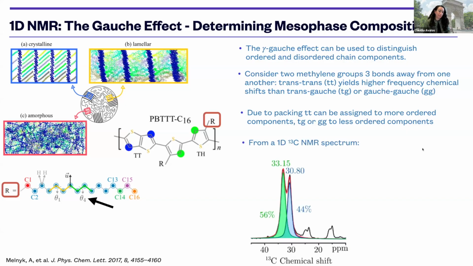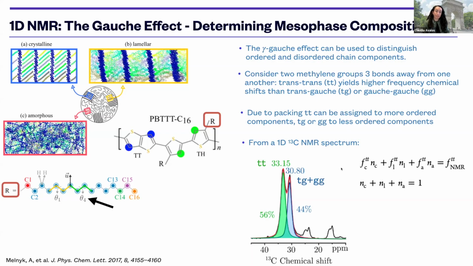So just using this description, I would say to take this gauche effect with caution, because it's not necessarily always true that it's going to behave this way. But from a 1D carbon NMR spectrum, we can then see that the trans-oriented components we could assign to this 33.15 ppm shift, as opposed to trans-gauche or gauche-gauche, which is at 30.80 ppm.